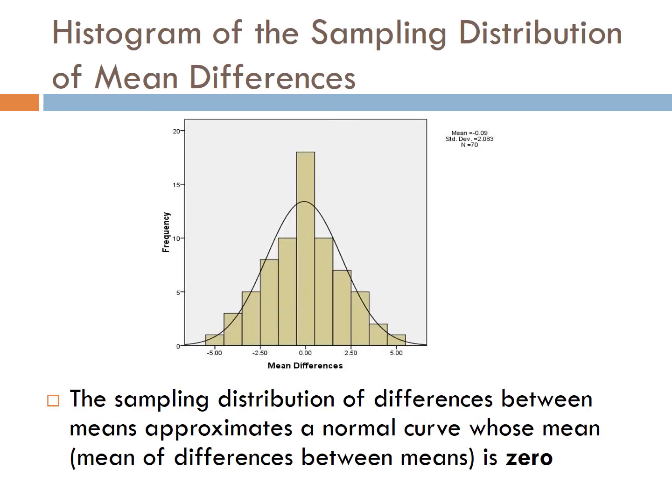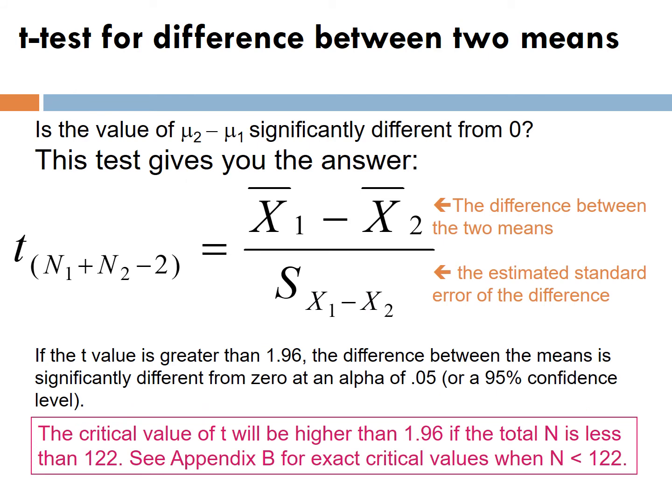So here's a histogram of the sampling distribution of mean differences. And again, you see that 0 because we've standardized everything. So the sample distribution of differences between means approximates a normal curve whose mean of differences between means is 0. And we calculate the differences between the two means. So the test goes as follows. The mean of 1 minus the mean of 2, the difference between the two means, and an estimated standard error of the differences. If the t-value is greater than 1.96, the difference between the means is significantly different from 0 at an alpha of 0.05 or a 95% level.